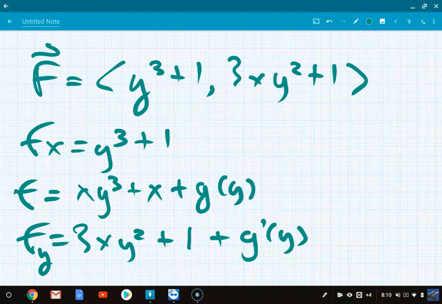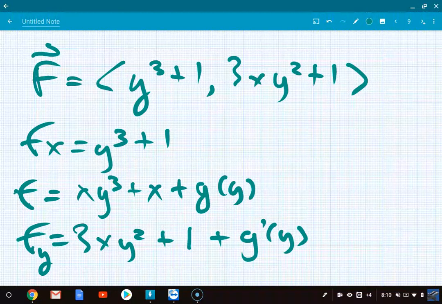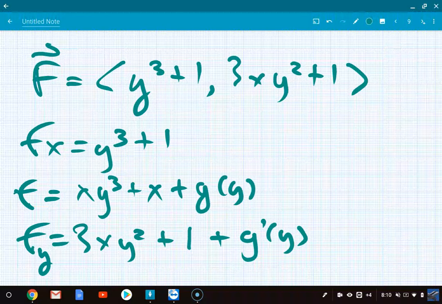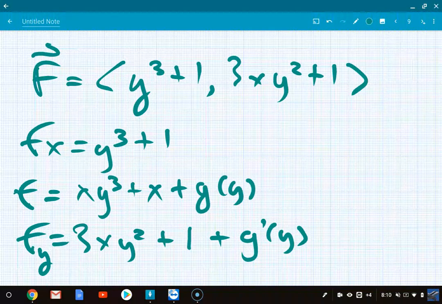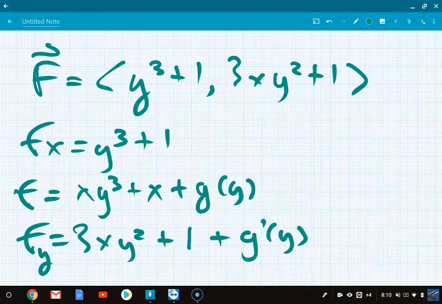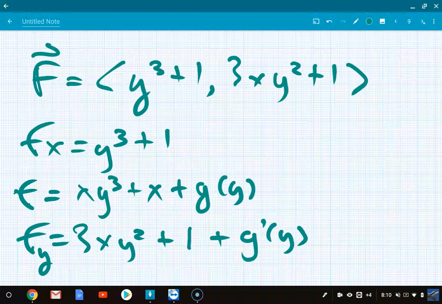I'm differentiating this with respect to y, but apparently it's 0 because there's nothing here, right? I matched up the 1. I matched up the 3xy squared. The derivative of g with respect to y is 0, which means it's not a function of y, it's just a number. It's some constant, a real number. So this is my potential function, xy cubed plus x plus some number.